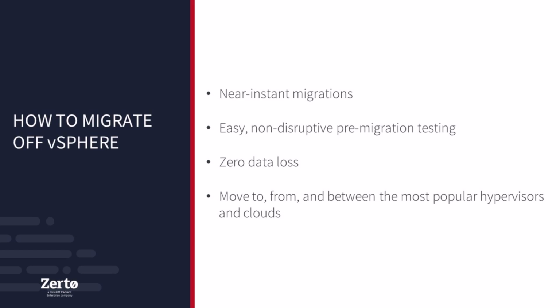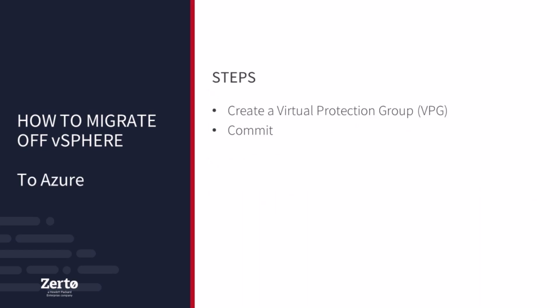In this video, we'll move a virtual machine from vSphere to Azure as an example. But remember, you can move to, from, and between the most popular hypervisors and clouds. First, we'll see how to create a virtual protection group, or VPG, and then we'll commit the move.